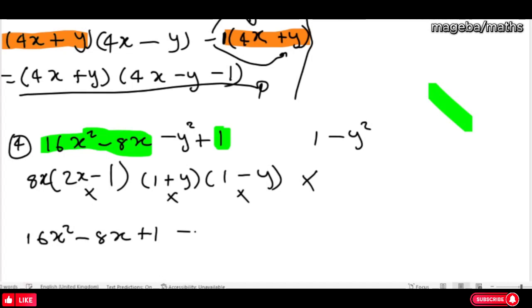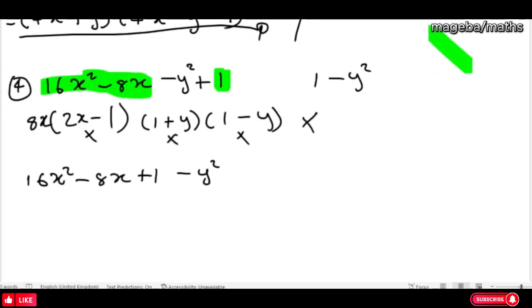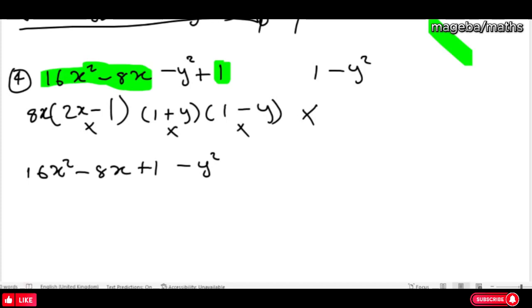Now I have something very important here, which is the trinomial. How do you factorize a trinomial? You open 2 brackets. Then opening these 2 brackets, the factors of 16x squared are 4x and 4x, and the factors of 1 are just 1 and 1, and then we have negative and negative. If you multiply this out and check, does it give you this? Yes, it does.